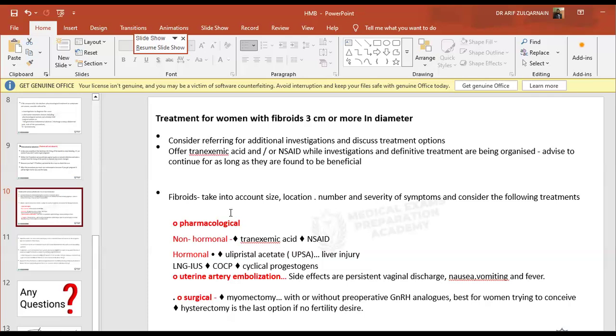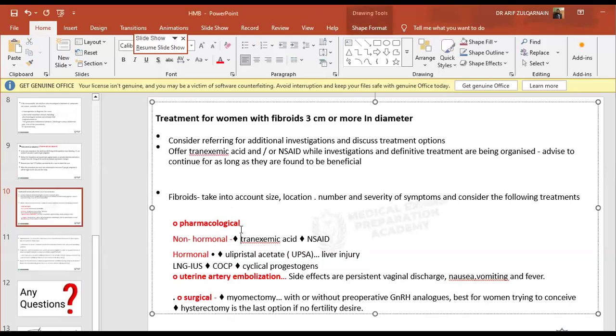And it is the best option for women who are trying to conceive. And then as a last option, we can do hysterectomy, definitely if the patient has no desire for fertility. So these options, you will decide according to the individual patient.